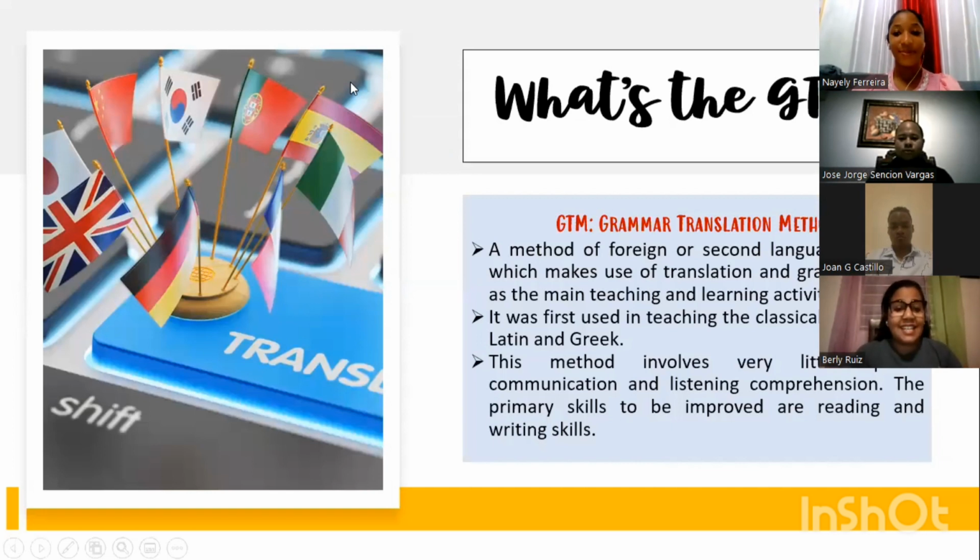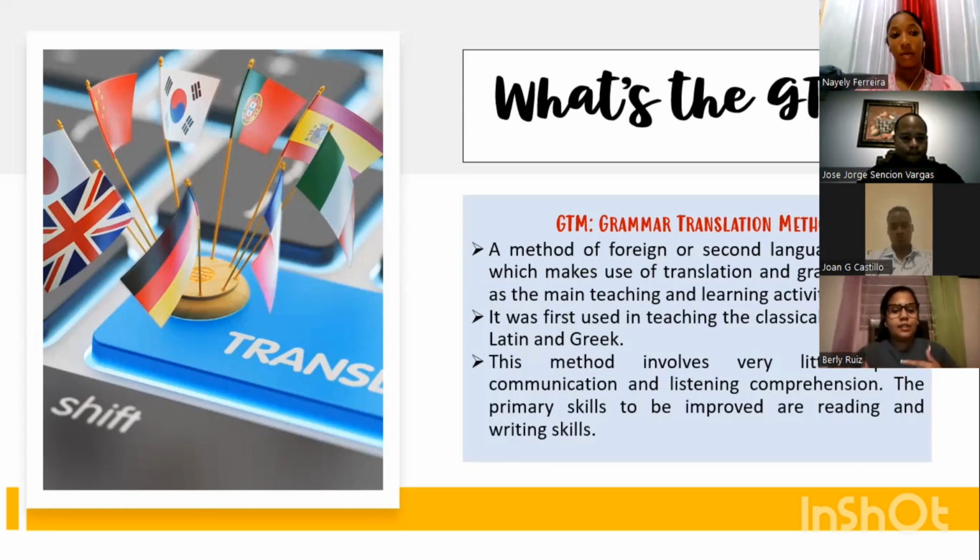The grammar translation method is like the name says. It's used for translating words and texts, and it is used to communicate with another person between the target language and the native language. Grammar and translation are used in this method. The student uses this method to translate whole texts, word for word.